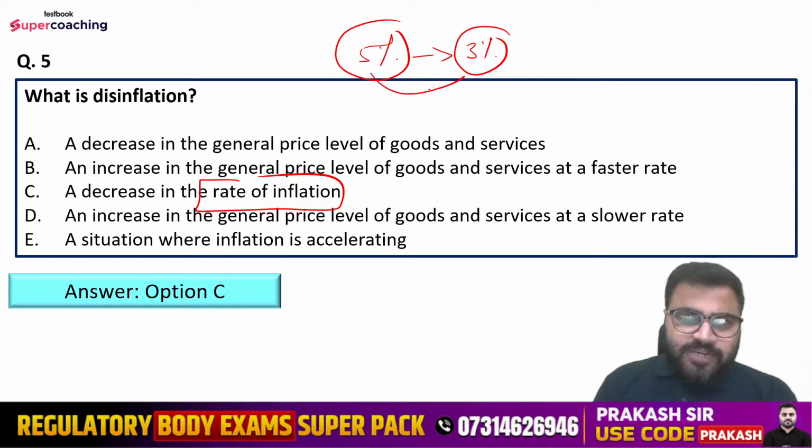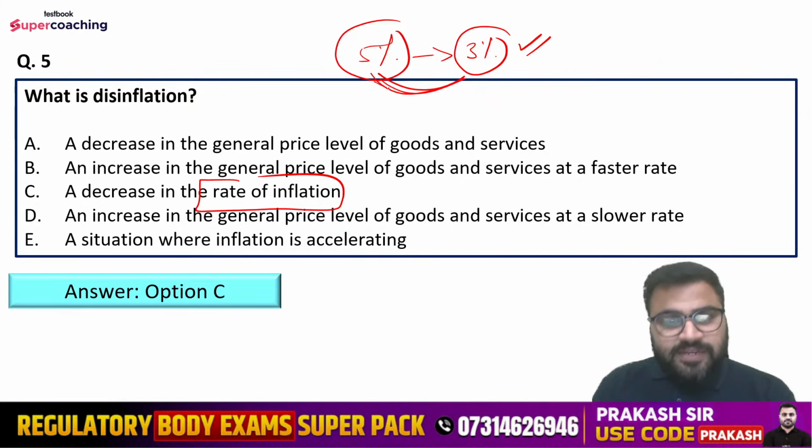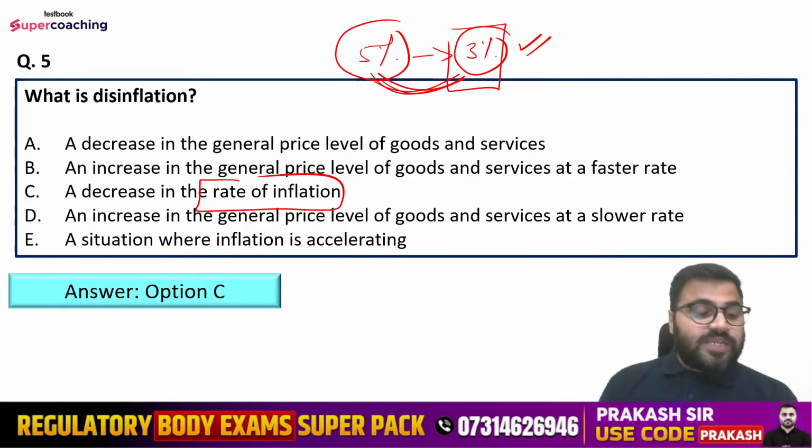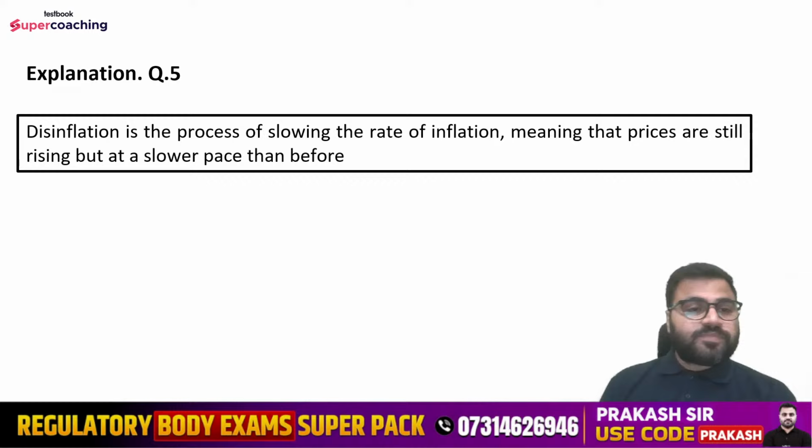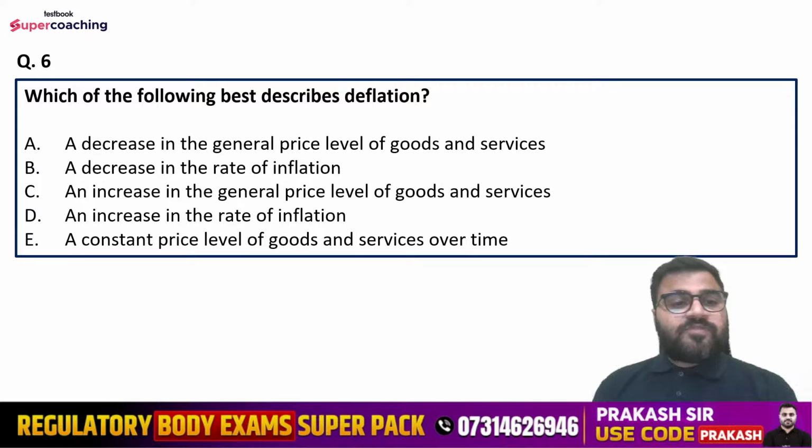but the rate of inflation has decreased. So this is disinflation, right? Still inflation is there in the economy, but the rate has decreased. This decrease in the rate of inflation is known as disinflation. So disinflation is the process of slowing the rate of inflation, meaning that prices are still rising but at a slower pace than before. Question number 6 is, which of the following best describes deflation?